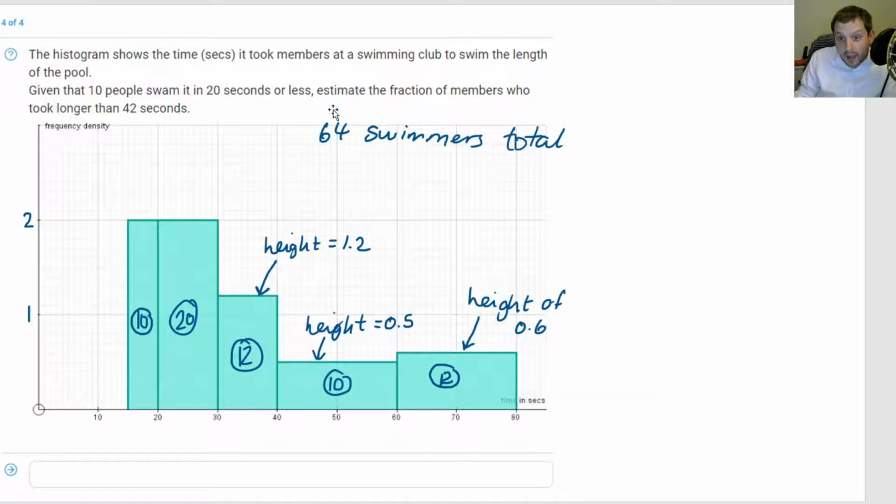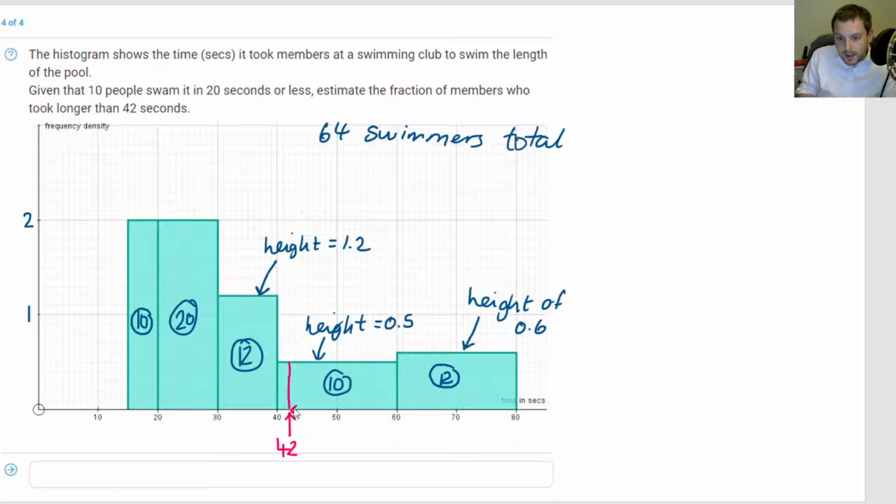Yep. And we want to estimate the fraction of members who took longer than 42 seconds. So again, it's 42 seconds. So they don't have a lot of variety in their questions, it would seem, or maybe I've just been unlucky, but it certainly seems to be exactly the same question. So again, I'm going to just go along to 42 here.